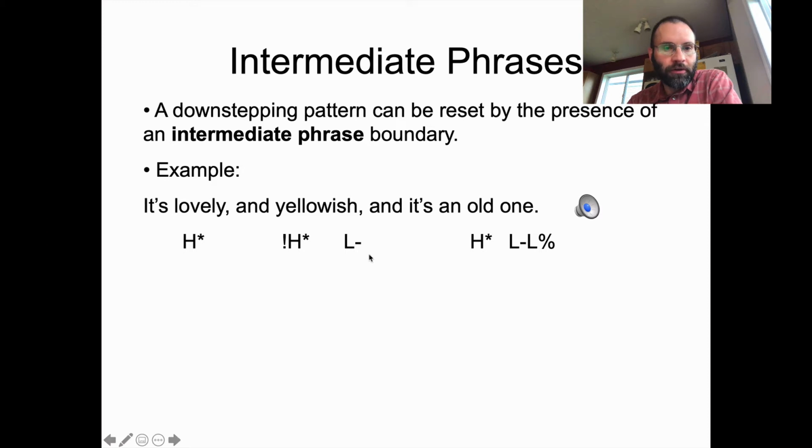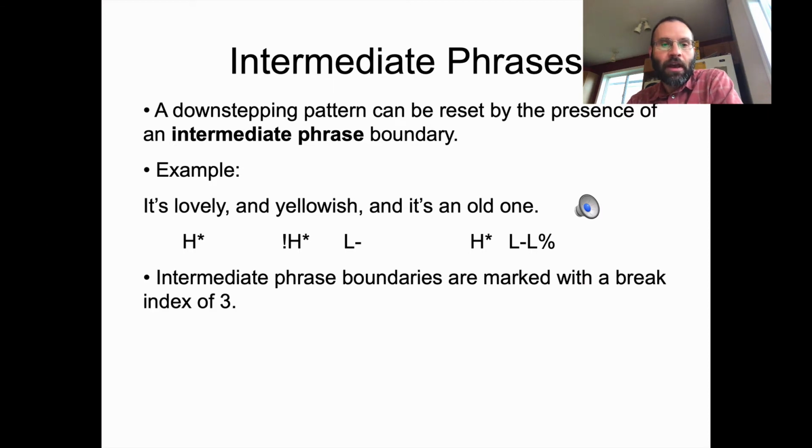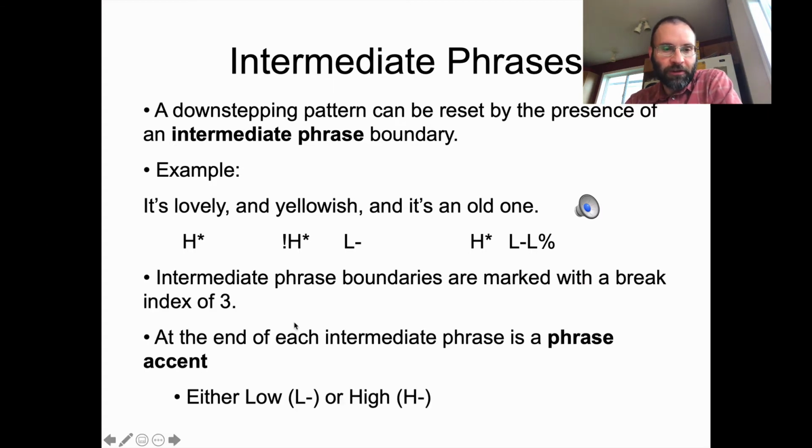Yeah, so that is one of the things that intermediate phrases do. The other thing that we have to worry about with intermediate phrases is that they have boundary tones of their own, which are called phrase accents. So there's a couple of different notations that we have to worry about. There's phrase accents, which again are going to be either low or high, and they're denoted with a hyphen or a dash right after the L or H. So we get a third set of pitch types that we have to transcribe here. And then those will always align with a break index of 3.